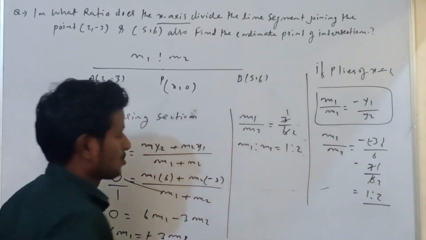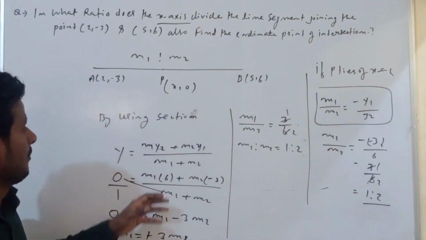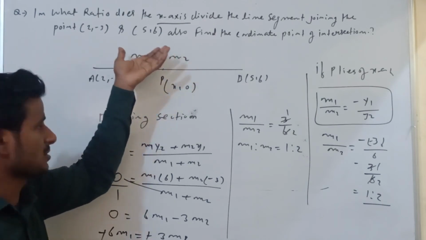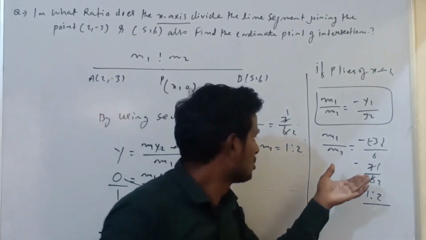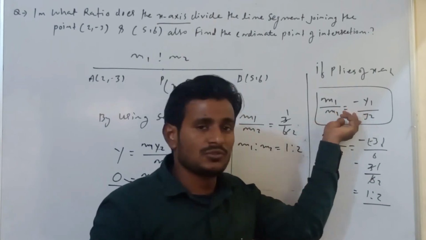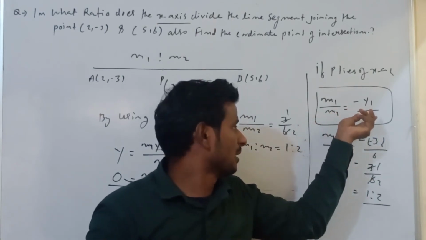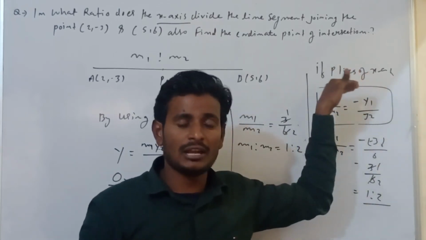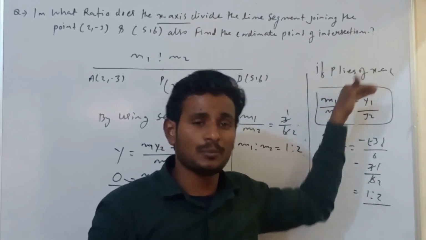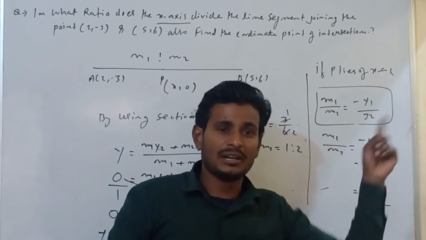So when the same question comes in a 3 marks or 2 marks question, you can calculate by this method. When the same question is from an objective point of view, we can calculate through this formula: m1 upon m2 is equal to minus y1 upon y2, if the point P lies on the x-axis.